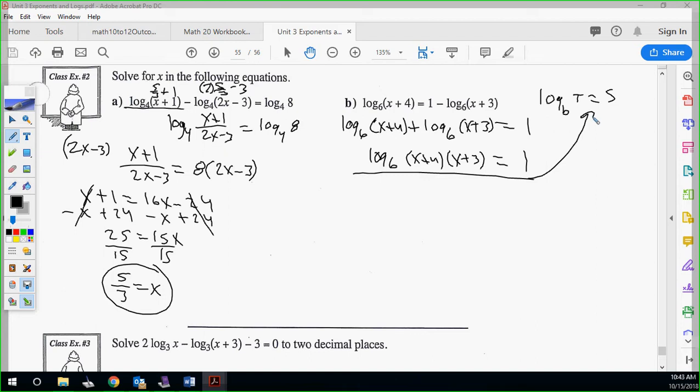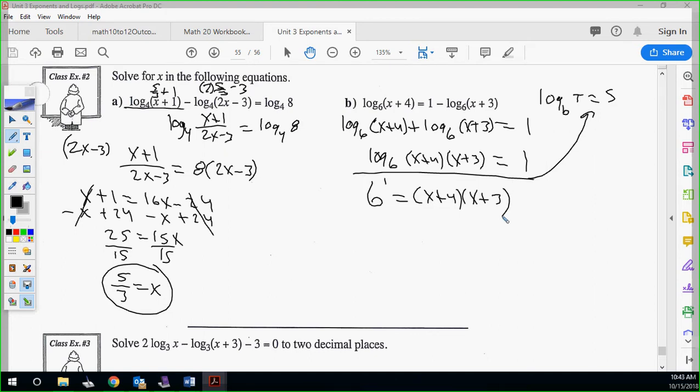So how would I write that exponential-wise? 6 to the 1 equals x plus 4 times x plus 3. And now we're going to solve from there. Okay, so as you're writing, I'll just keep working through. Any questions? Let me just stop for a second.